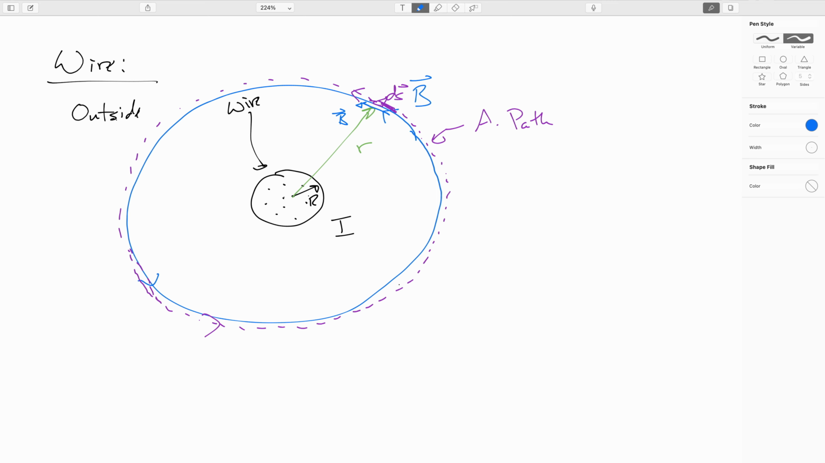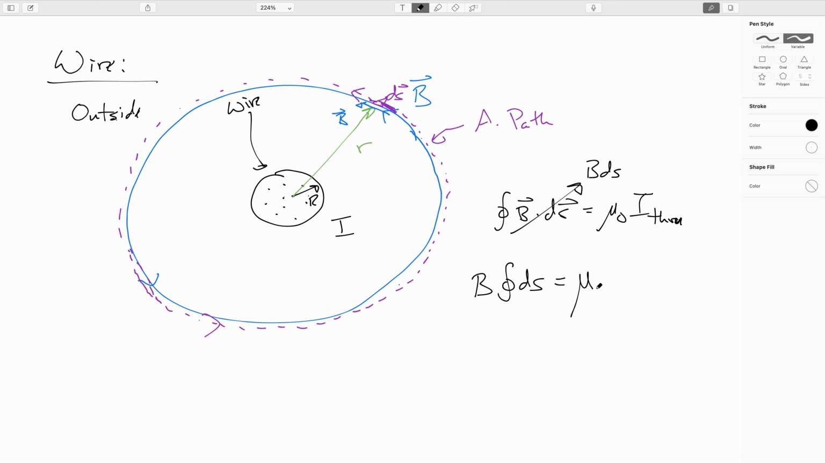So we can go ahead and apply Ampere's law for this. This is going to be the integral of B dot ds equals mu naught times I through. First off, B and ds point in the same direction, so B dot ds is just B times ds. And the magnetic field strength is a constant by the symmetry of the situation, so I can write this as B times the integral of ds. This will equal mu naught times the current going through. Well, the current's coming out of the screen.